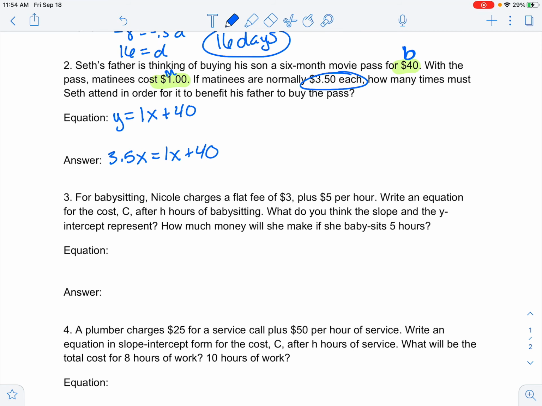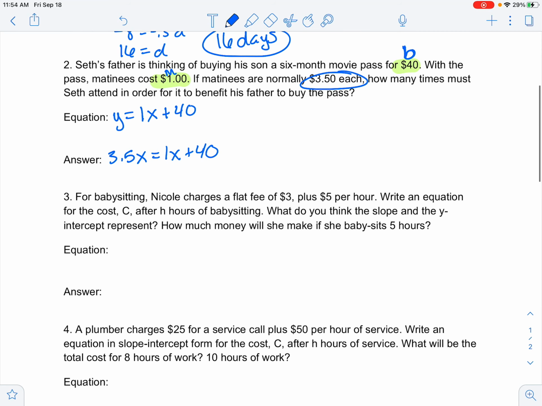Okay, now we're going to solve. So I'm going to subtract X over. And then I'm going to divide. Okay, 40 divided by 2.5 gives us what? And what does that stand for? That's the other part that I really want you guys to think about. Okay, it gives us 16, but what's that stand for?